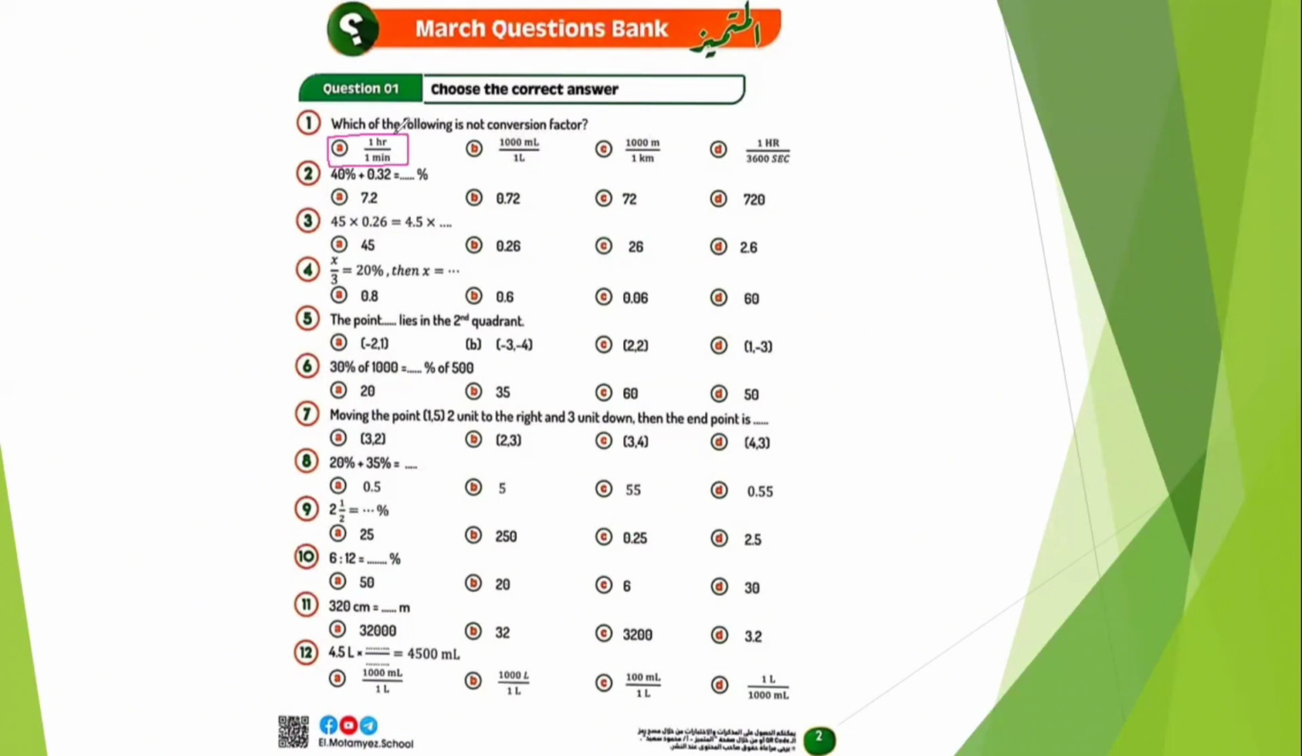This is wrong. 2. 40% plus 0.32 equals how many percent? So I have to convert this into percent form. This is 0.32. That means 32 hundredths or 32 out of 100. If the denominator equals 100, you can write it as a percent. Since the denominator is now 100, I can write it as a percent right away: 32%. Now we can add 40 plus 32 equals 72.